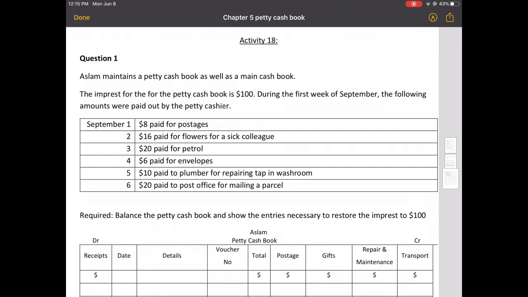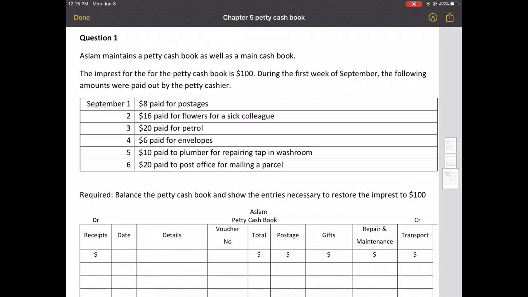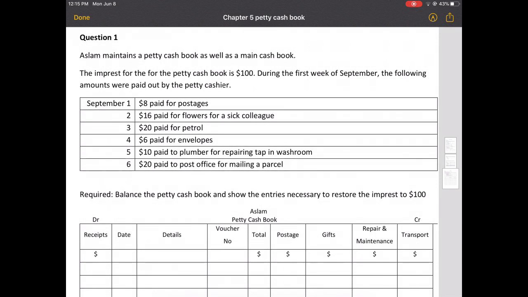Okay. So here is a table that tells you all the cash expenses for the 1 week of September. And then it says they're required to balance the petty cash book and show the entries necessary to restore the imprest to $100. So this is basically telling you to start with the opening amount, record all the transactions, and also bring down the balance, which is balance CD and also balance BD for the next week.